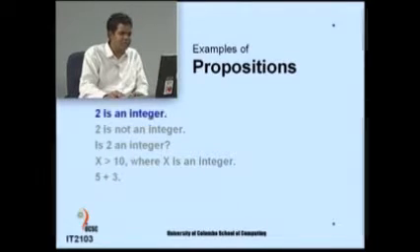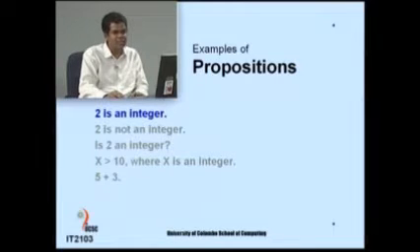Let us take the first example on your screen. 2 is an integer. Now, we know that this is a sentence, and we also know that since 2 is an integer, this is a true sentence. Therefore, it is specifically true. Therefore, the sentence 2 is an integer is a proposition. Let us take another example.